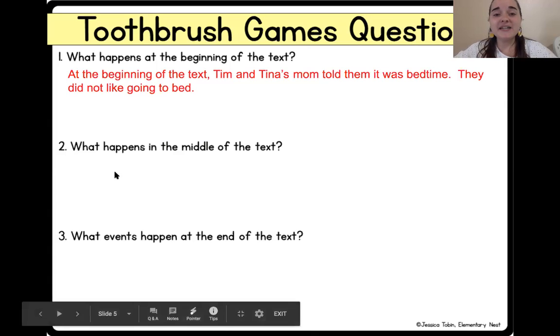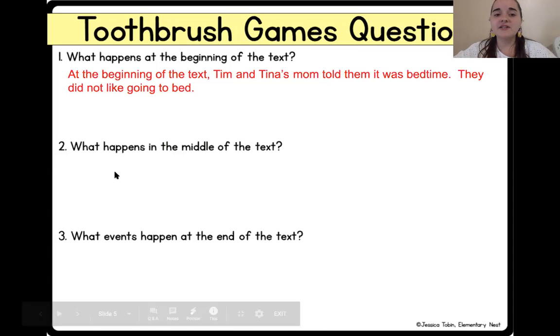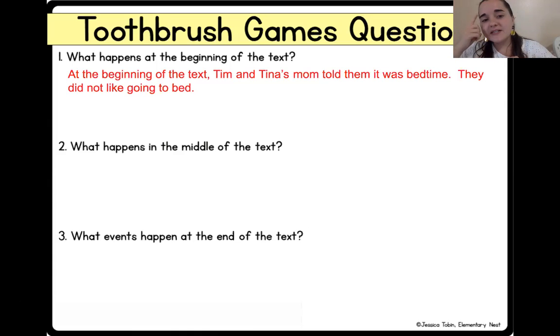All right, then we're going to work on what happens in the middle of the text. Remember, you can go back to where we underlined in blue. What happens in the middle? What do they do? Make sure you're typing your answers. I want to see what you think. Alexis, what do you think?